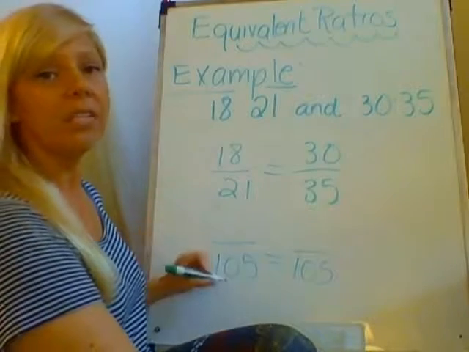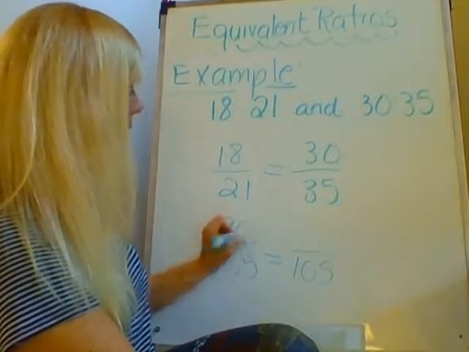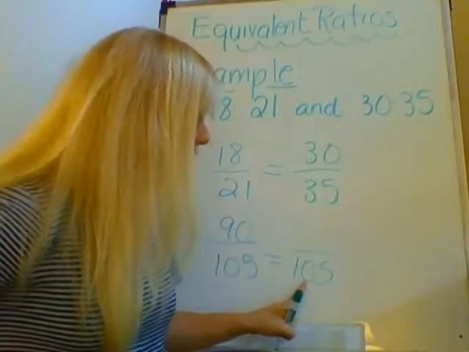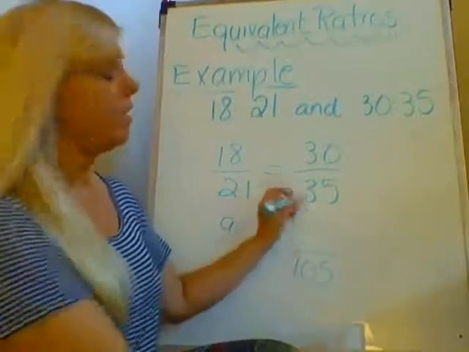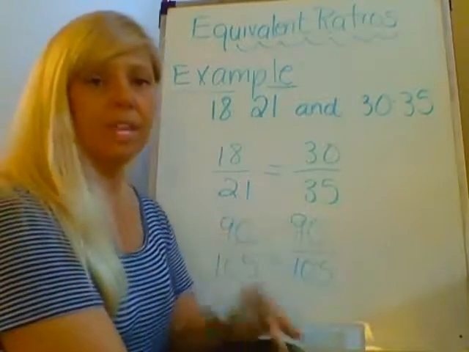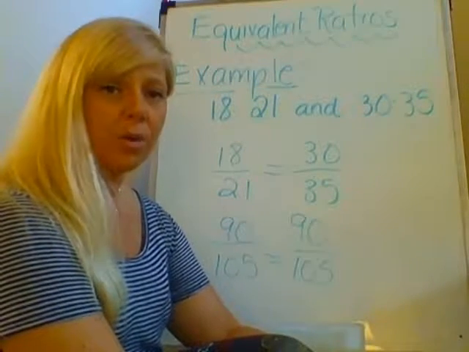Okay, so 21 times 5 is 105, so 18 times 5 is 90. Okay, 35 times 3 gives me 105, so 30 times 3 is 90, and they equal the same fraction. So those are the three ways that I can see if they're equivalent ratios.